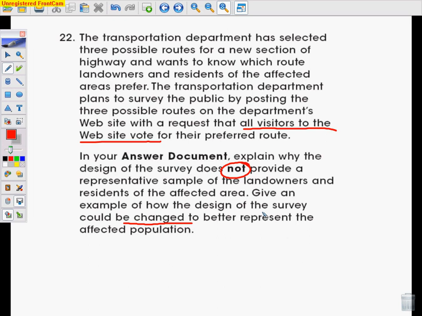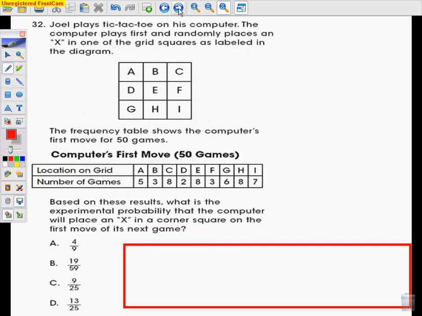You could do a mail-in survey instead. That way you could get more of a response. You could actually go out and knock on people's doors and get a better response. Okay, so these are all alternative ways that you could possibly go ahead and make your survey a little bit more representative of the population.